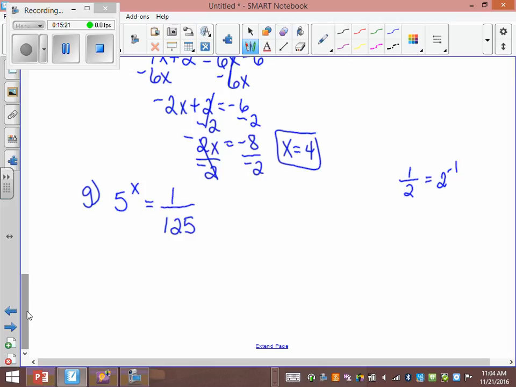A half is 0.5, right? What's 2 to the negative 1 in your calculator? 0.5. So if I have 1 over 125, I can bring this 125 up by raising it to the exponent negative 1. So that's my one little extra step. So I'm going to get 5 to the x equals 125 to the negative 1.